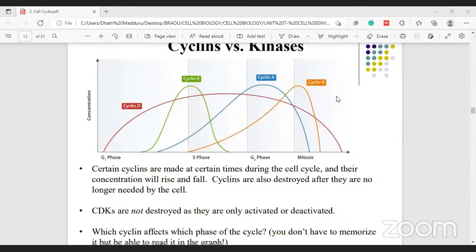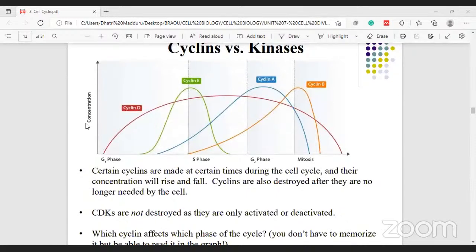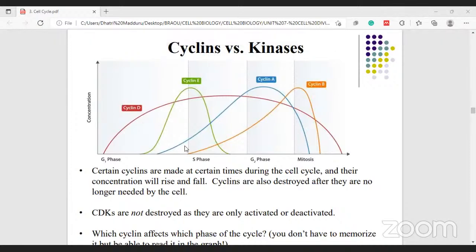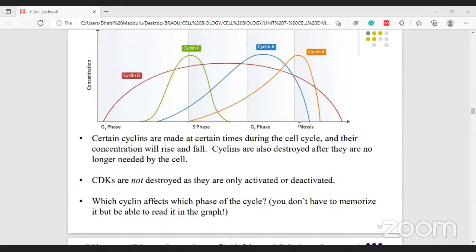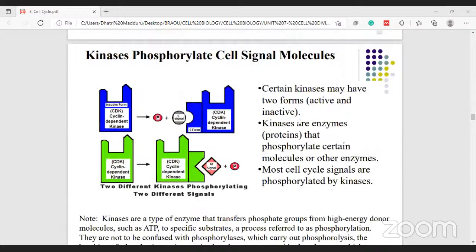So we have cyclin D, E, A, B. From G1 to S phase, cyclin D will check whether the process has completed properly. Then from S phase to G2 phase, cyclin E. Then G2 to mitosis, cyclin A will check. Then during mitosis, cyclin B plays an important role. That means they are like checkpoints, which will check whether the process is completed properly or not.